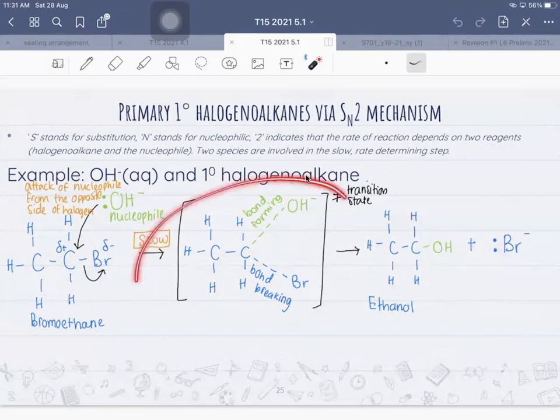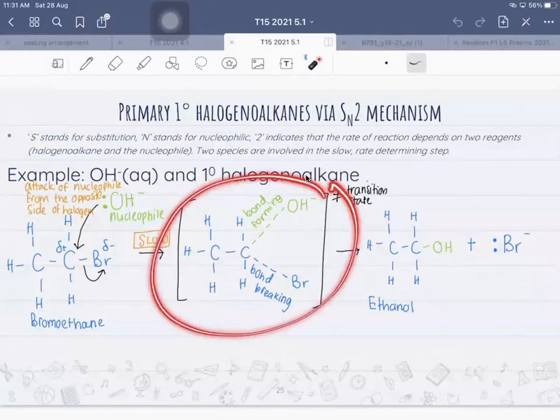Then you have a transition state, where it shows the bond that is currently forming and the bond that is currently breaking. We usually use dotted lines instead of solid single lines so as to not make it look like the carbon has 5 bonds. The dotted bond shows that it is in the process of forming or breaking. This is called the transition state.